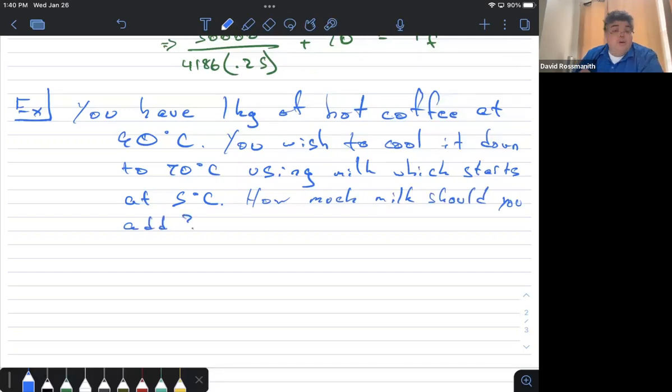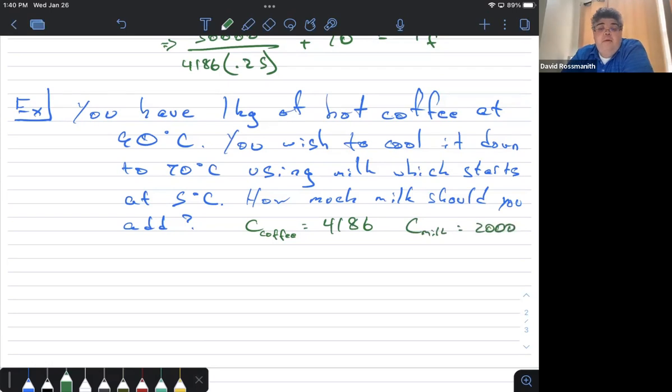Now, in order to do this, let me give you some pieces of information. Let the specific heat of coffee be the same as for water, so we'll call it 4186. And let the specific heat for milk be, let's say, 2000. All right, so there's our question.